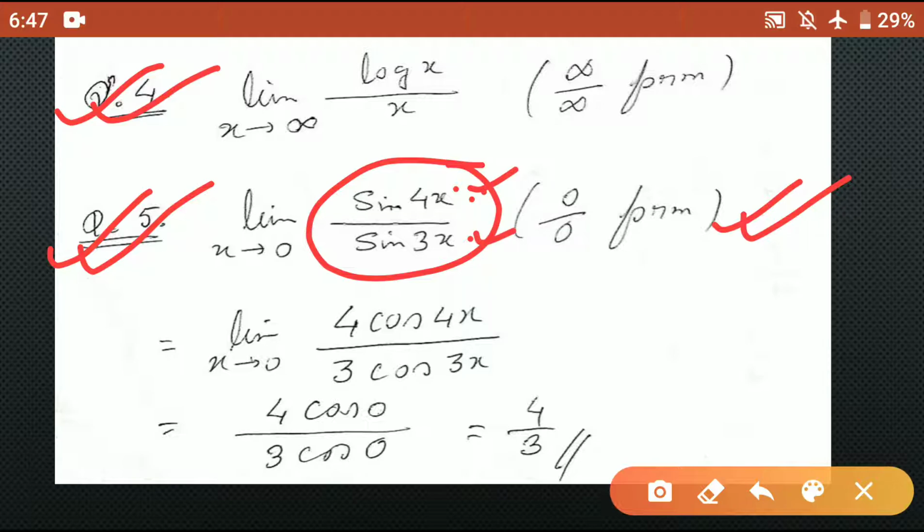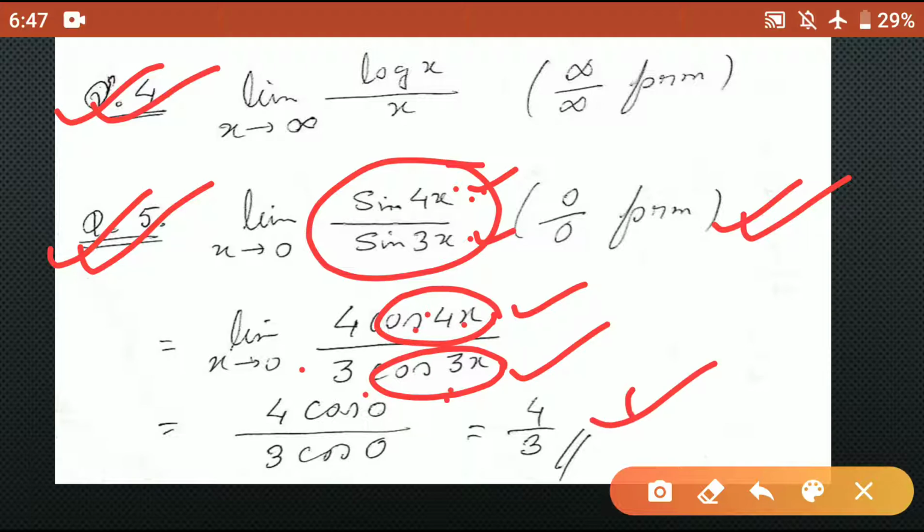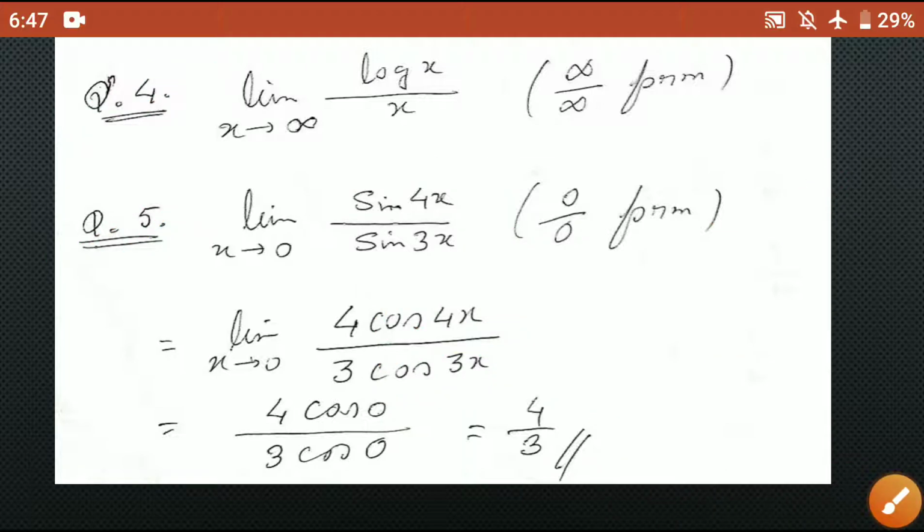Differentiating the numerator part, we will get 4 cos 4x, and differentiating the denominator part, we will get 3 cos 3x. Okay, then you put x equal to 0. So cos 4 into 0 means cos 0. Cos 0 means 1. So it will become 4 into 1 by 3 into 1. That means 4 by 3. Okay. So I hope you understand this L'Hospital rule and its application very well.